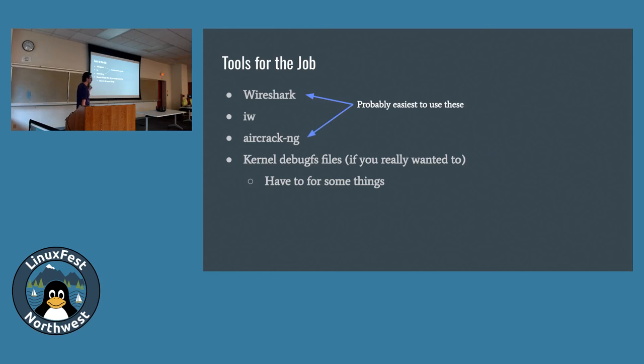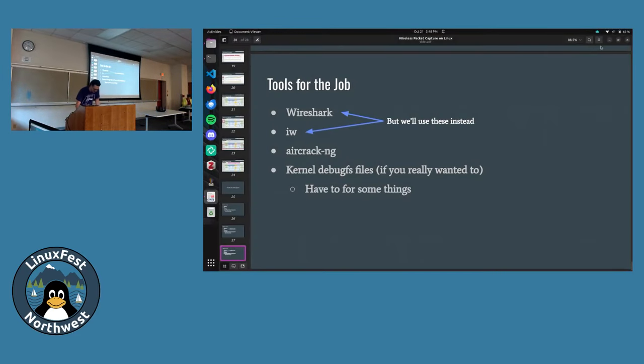These two are probably the easiest to use, Wireshark and Aircrack-ng. I believe Aircrack-ng comes installed by default on Kali Linux. I'm not sure. I don't boot Kali Linux, but it's there. You can install it. I have it on Ubuntu. And I'll show you kind of how we can use that, but we're gonna use these two instead because it's harder and more fun. So with that, let's go into a little bit of a demo.